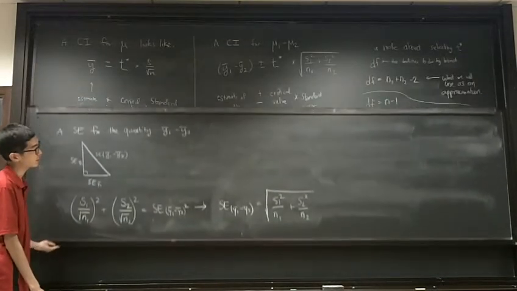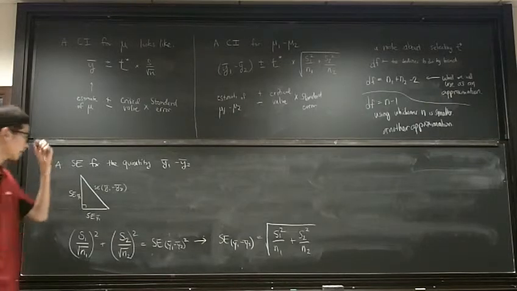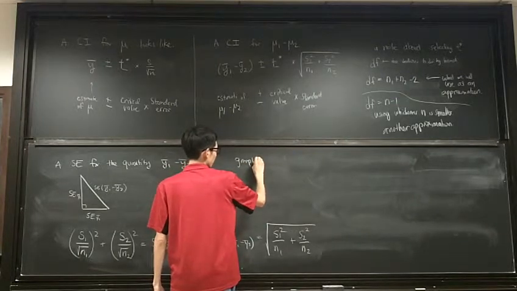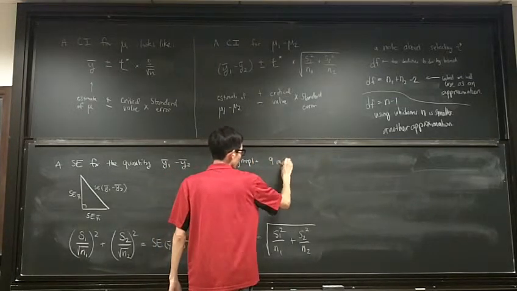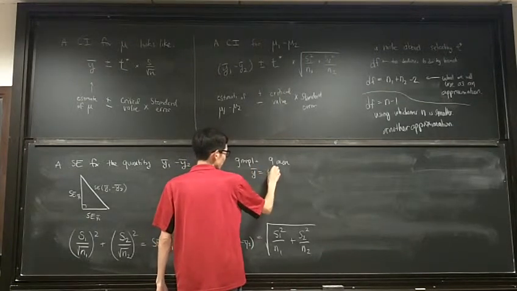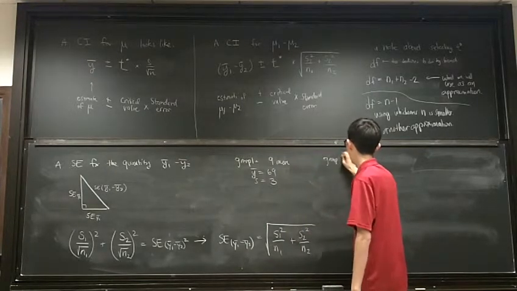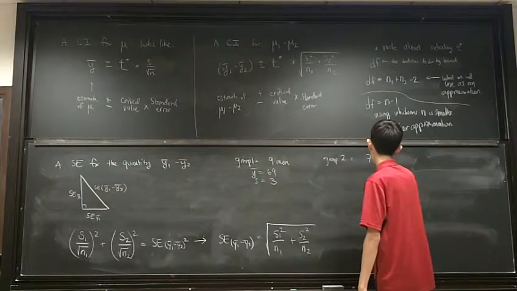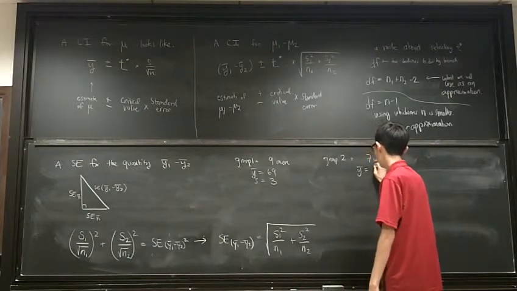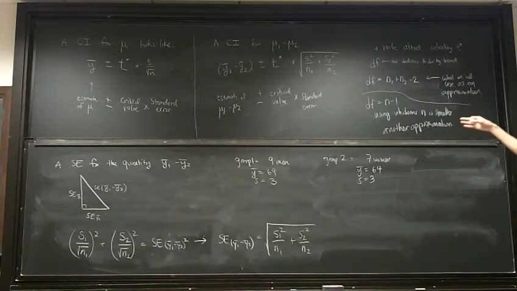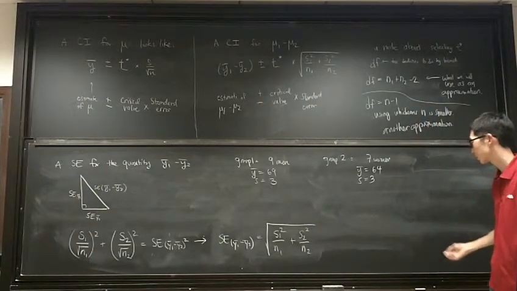Let's make a confidence interval here, and we'll go back to our example. Group 1 was 9 men, with y bar equal to 69 and standard deviation equal to 3. Group 2 was, I forget, 7 women. Go ahead and take a moment and make a 95% confidence interval for mu1 minus mu2.